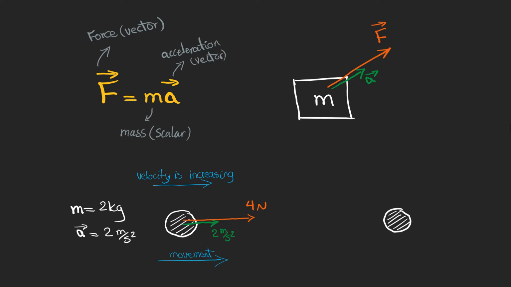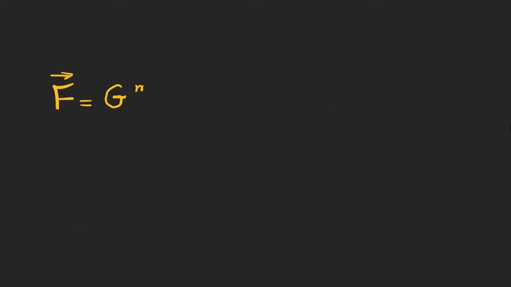Now consider the same object moving in the same direction, but this time with a decreasing velocity. It suggests that the acceleration is in the opposite direction, and a force twice the size of the acceleration is acting on the object to stop it or change its direction. Our next example is the law of universal gravitation.